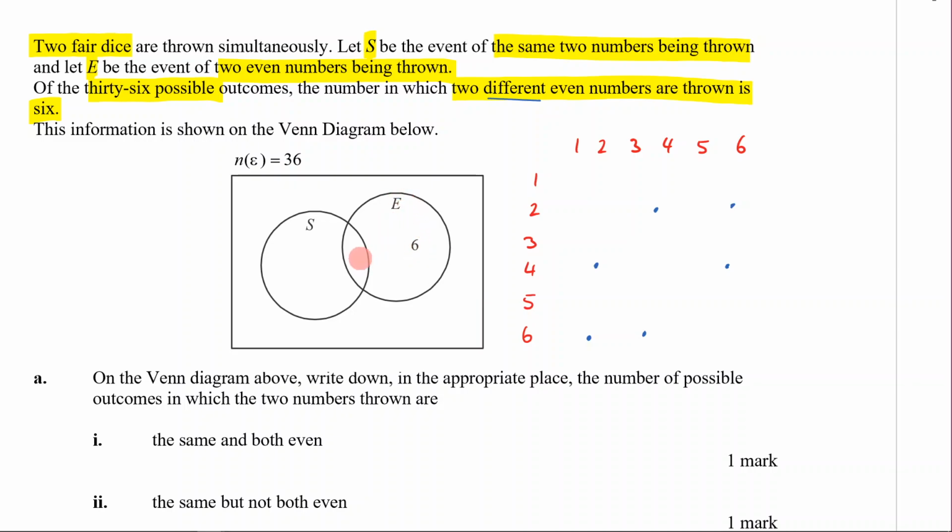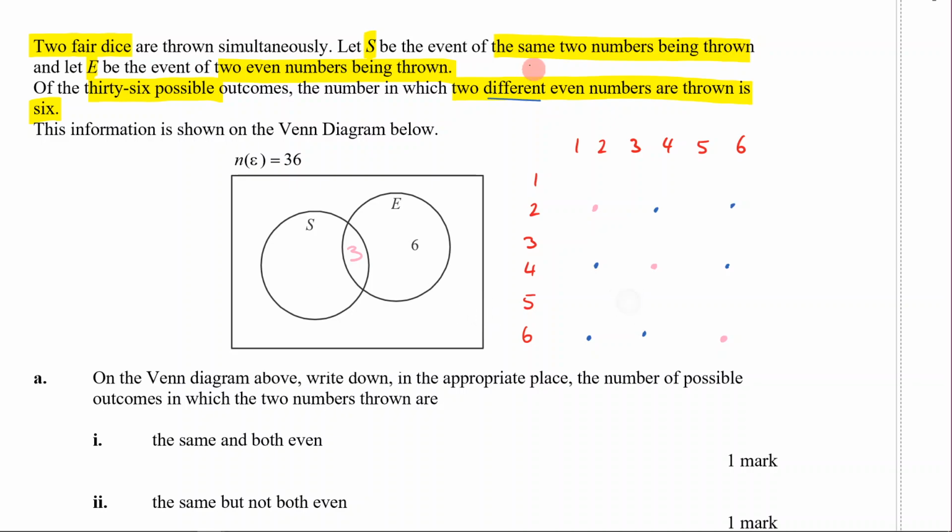If I now want to figure out this thing right here, remember E is just two even numbers being thrown. So we're going to consider the same two even numbers. Let's get pink. So that would be 2 and 2, 4 and 4, and 6 and 6. So obviously the number here is going to be 3 because I have 1, 2, 3 of those. Altogether, I have 1, 2, 3, 4, 5, 6, 7, 8, 9 of two even numbers being thrown. 3 plus 6 is 9. Checks out.